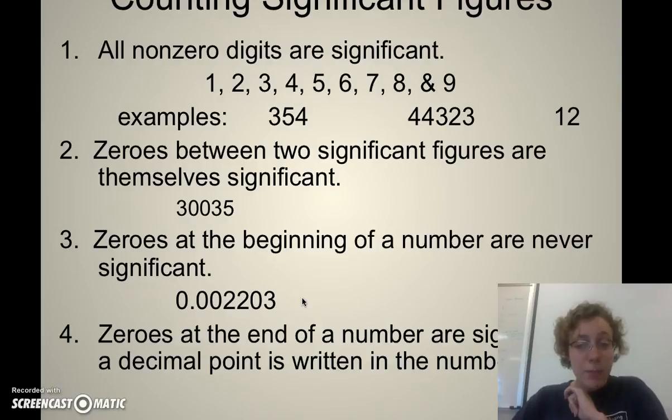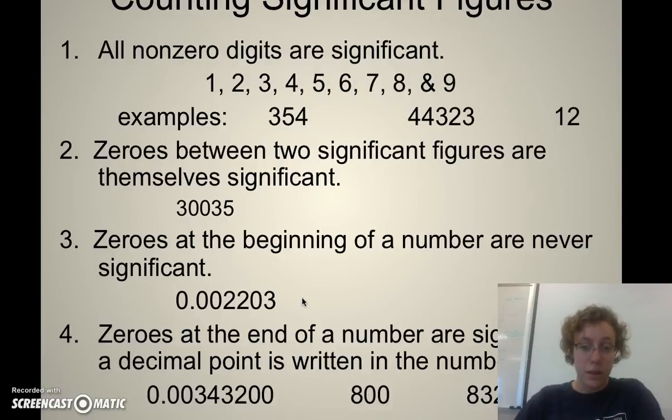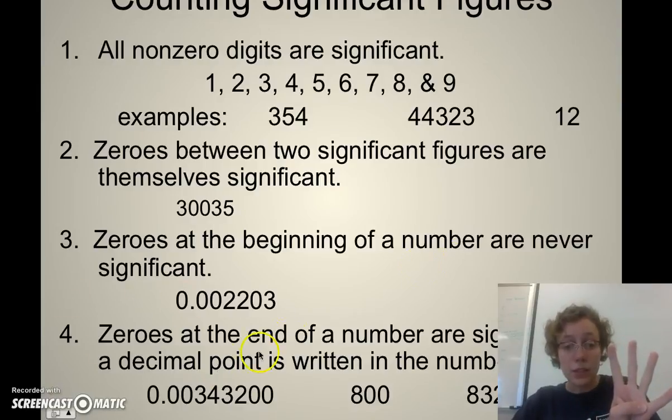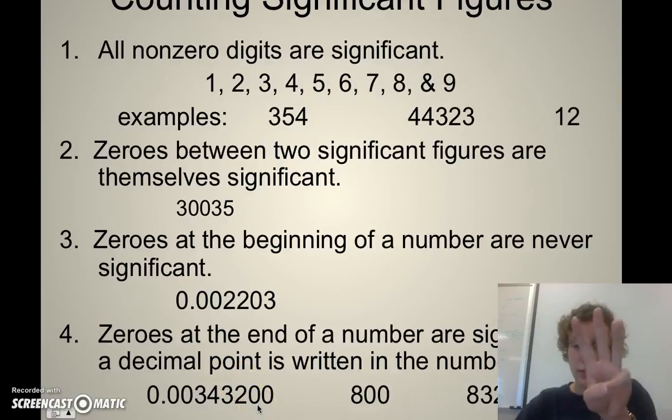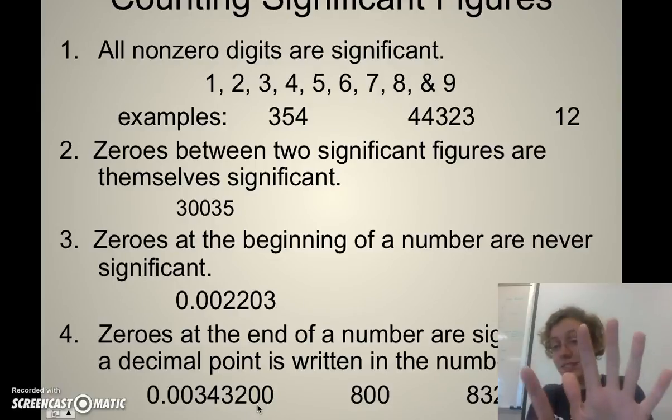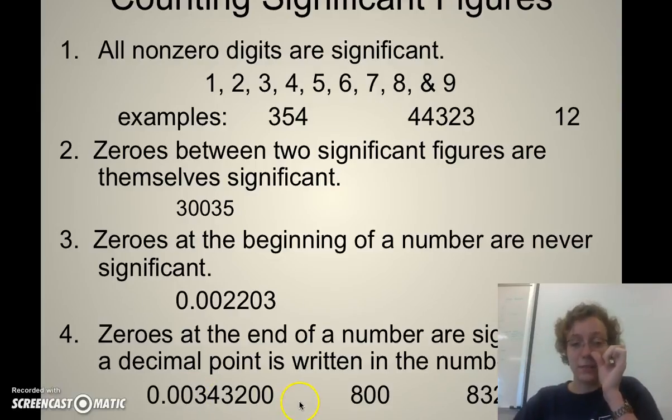Zeros at the end of a number are significant if a decimal point is written in the number. Okay. Here we go. And we're going to recap some rules. So these beginning zeros do not count. But we've got this little decimal right here. So if we're counting significant figures for this first number, we've got the 3, we've got the 4, we've got the 3, we've got the 2, and then zeros at the end if a decimal point. So we've got the 2 zeros that are significant. So we've got 6, there we go, 6 significant figures.